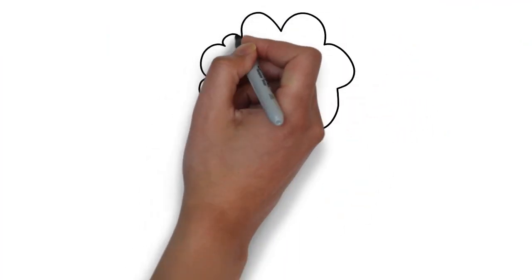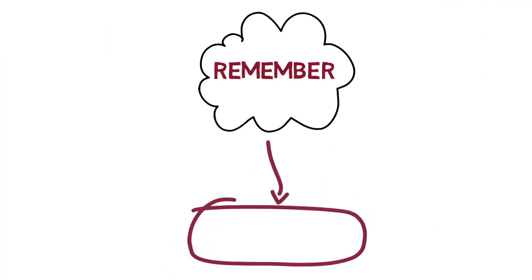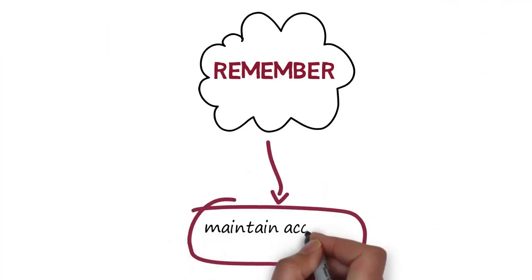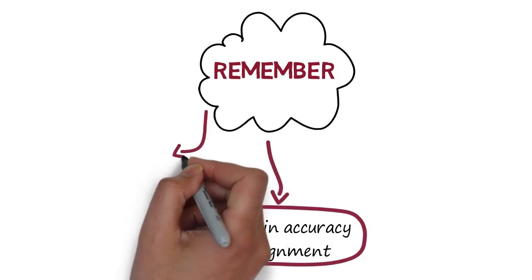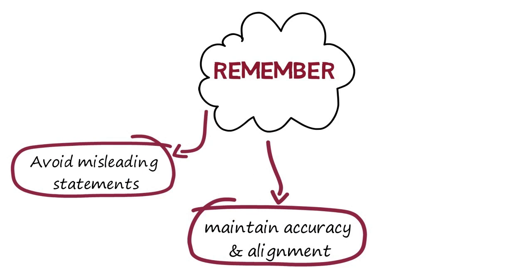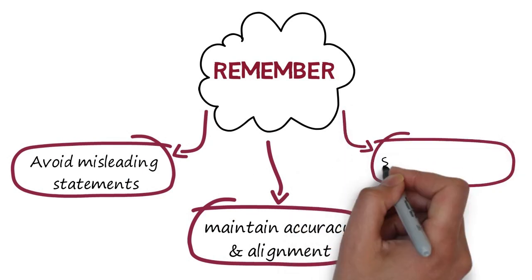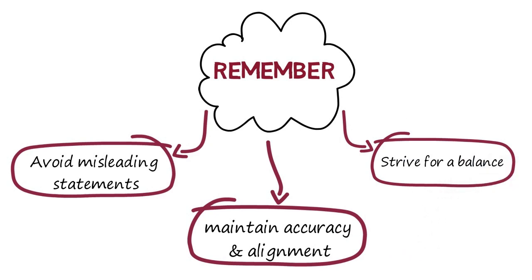Remember, while making your research title engaging, it is crucial to maintain accuracy and alignment with the content of your study. Avoid sensationalism or misleading statements. Strive for a balance between captivating language and accurately representing the essence of your research.